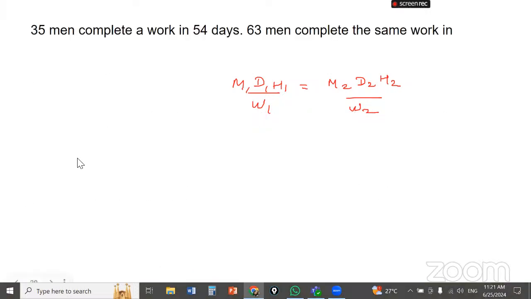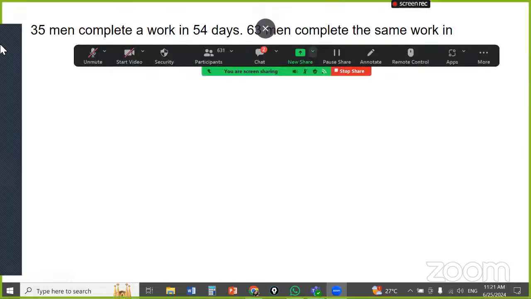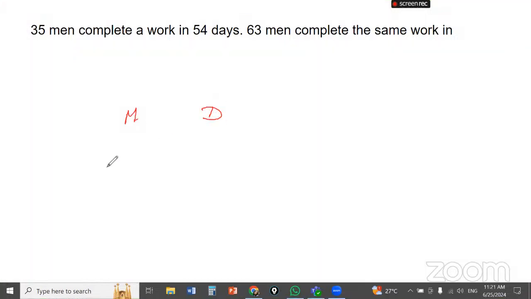So this is the very first question we have here. 35 men complete a work in 54 days. See, we have men and days. So 35 men complete the work in 54 days. Then 63 men complete the same work in how many days? This is the question they have asked.